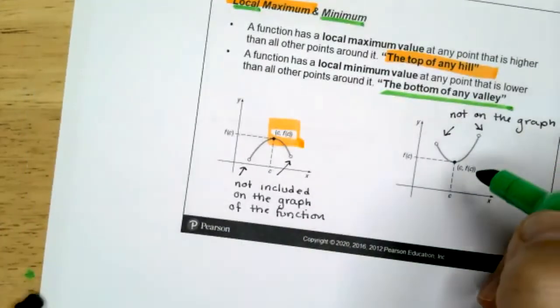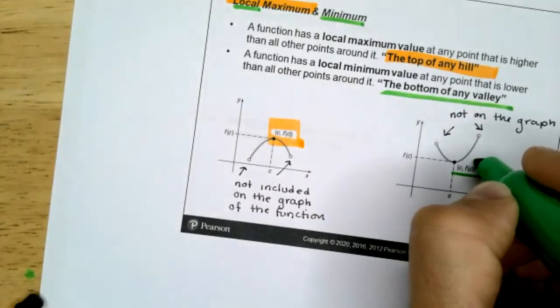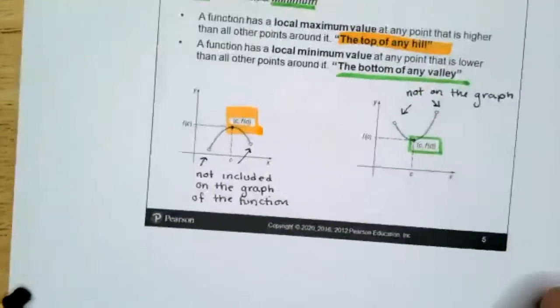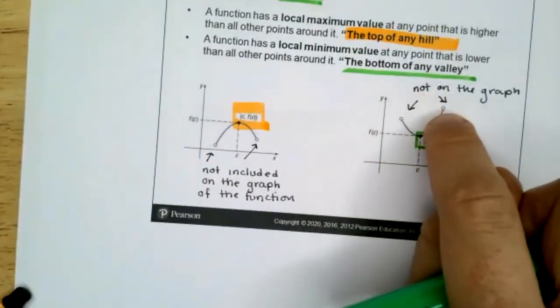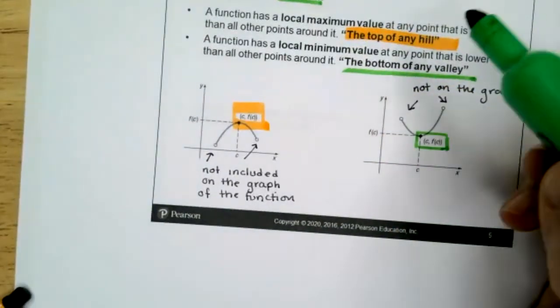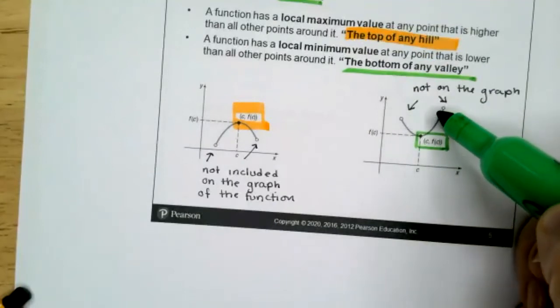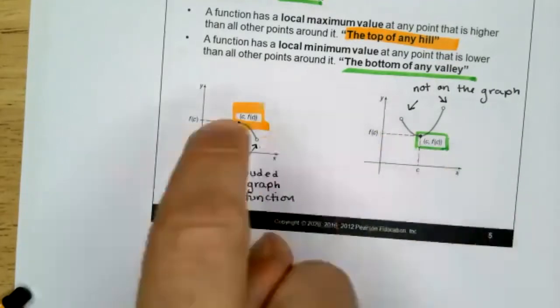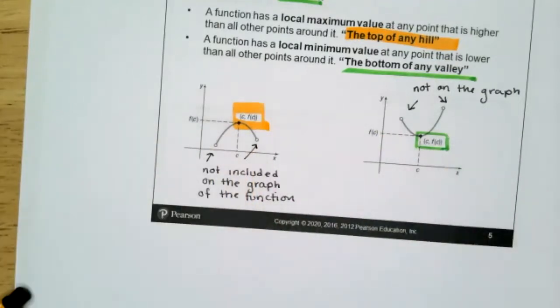All right, my local minimum, written the same way, C, comma, f of C, because it's the lowest point, or it's the bottom of any valley. It's not the lowest point on the entire graph, but everything around it is above it, right? It's the lowest point in that area. Goes down, comes back up, goes up, comes back down. Good.